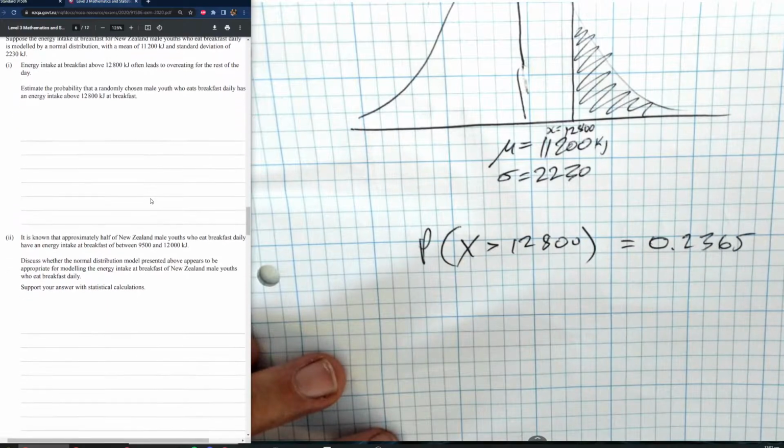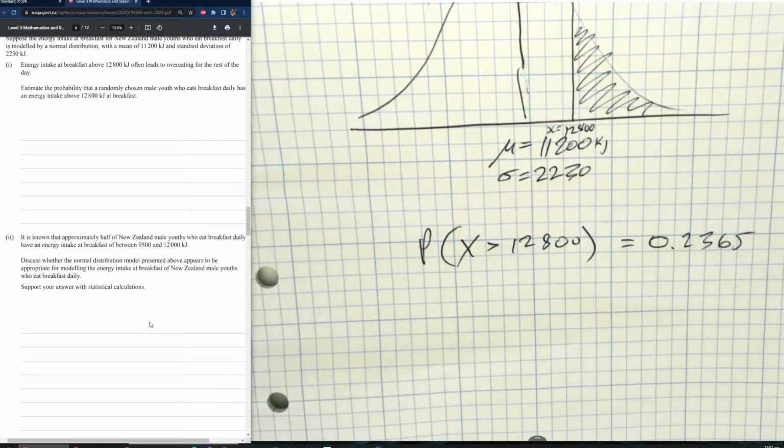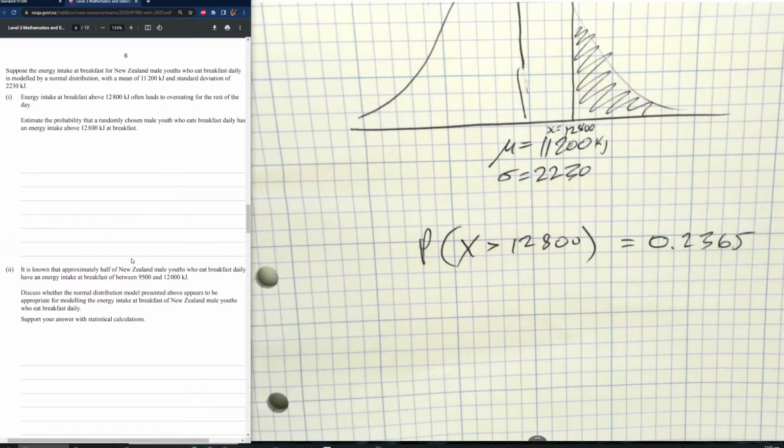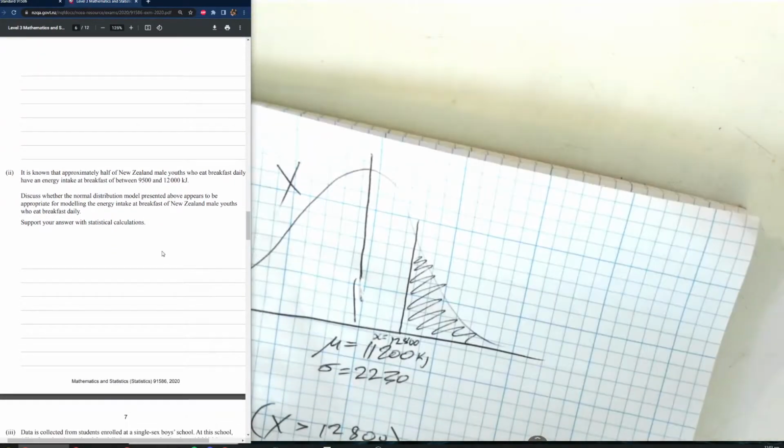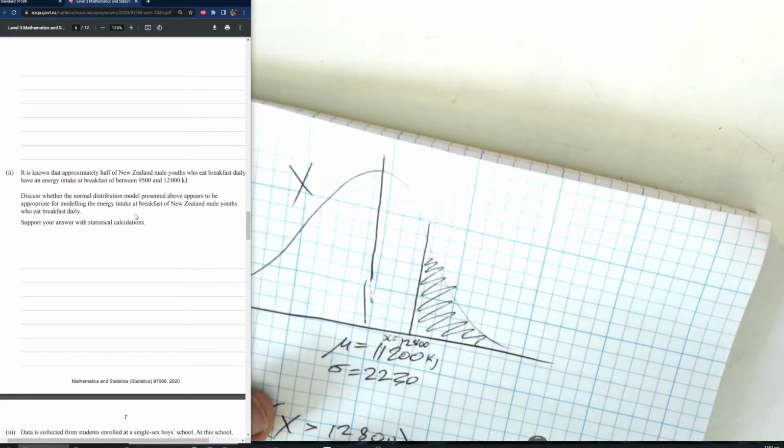Okay. It is known that approximately half of New Zealand male youths who eat breakfast daily have an energy intake at breakfast between... Discuss whether the normal distribution presented above appears to be appropriate for modelling the energy intake at breakfast of New Zealand male youths who eat breakfast daily. Is this also male youths? Yeah. Okay. So there's an overlay.